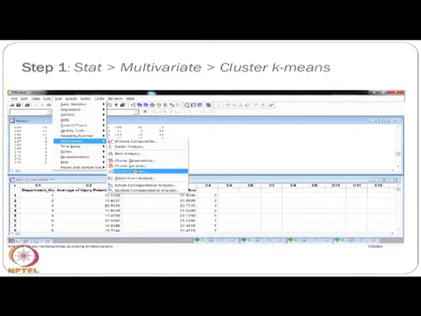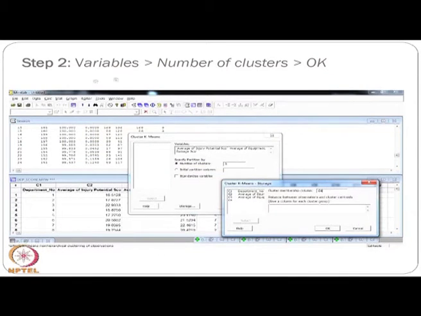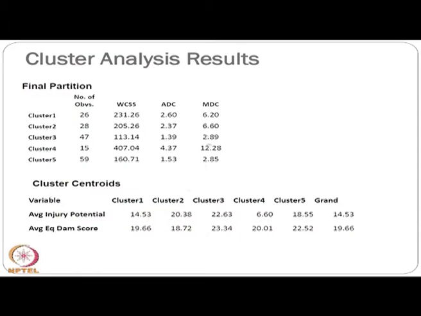Now, we have used multivariate clustering, K-means, using Minitab, and these are the snapshots, and this is what the result is. We found that the 175 departments can be grouped under 5 clusters, and the number of departments under each of the clusters is given: cluster 1 has 26, cluster 2 has 28, like this.